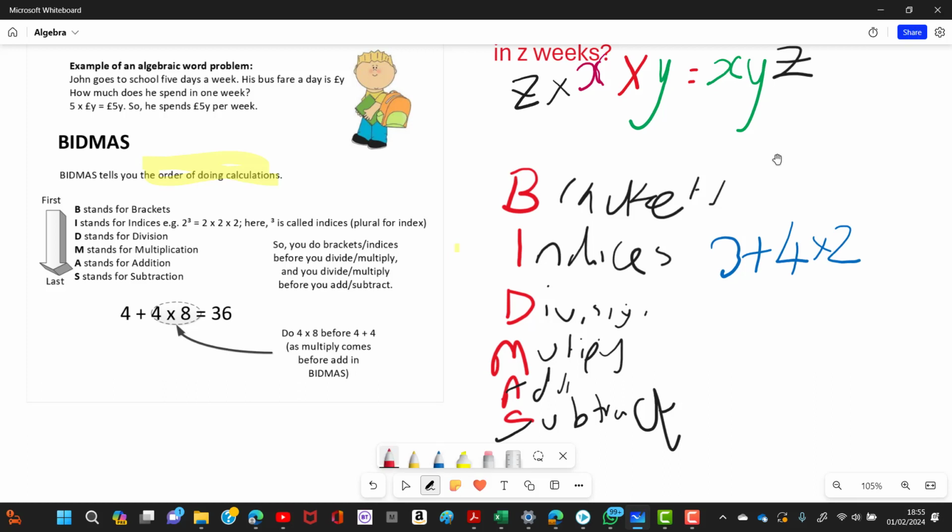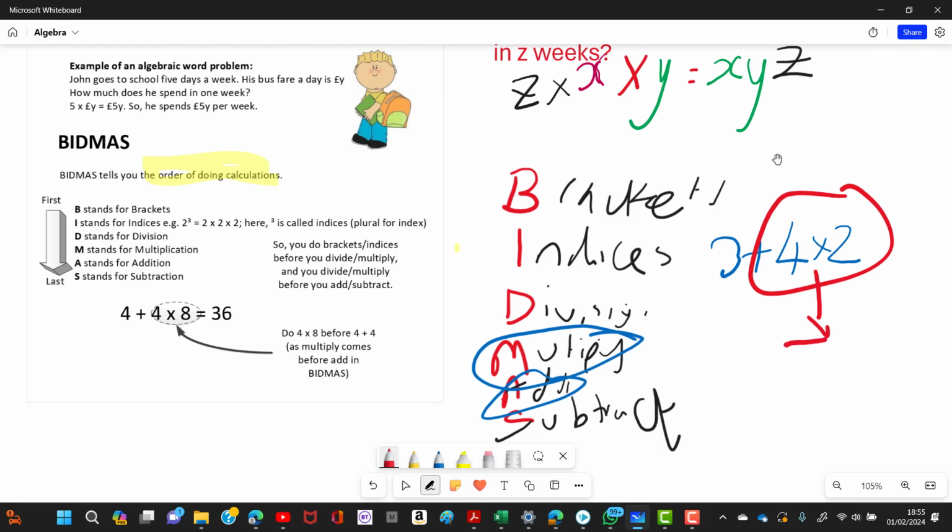Well, which one comes first, the times or the add in my list? If you look at this list, multiply comes before addition. So the first thing I do is this first. So 4 times 2 is 8. Now I finish off the calculation. 3 plus 8 is 11. Okay. Good. Okay, let's do another example.